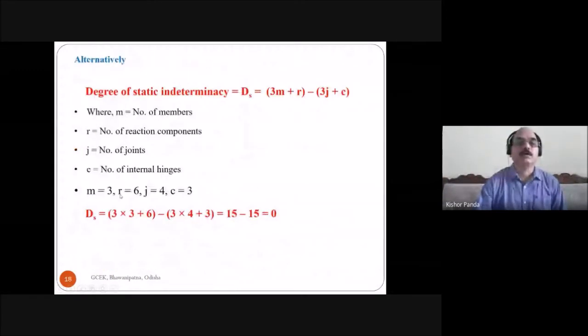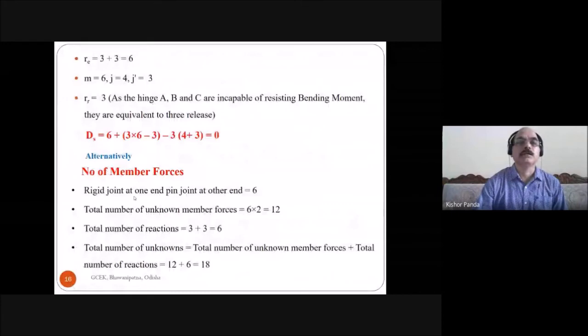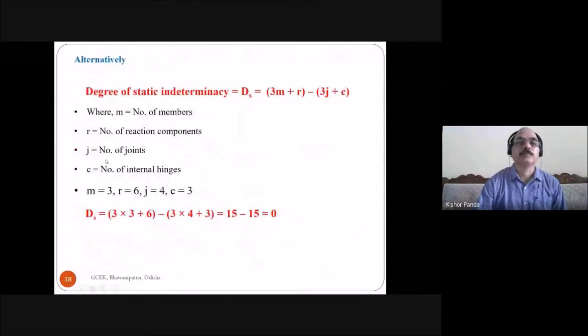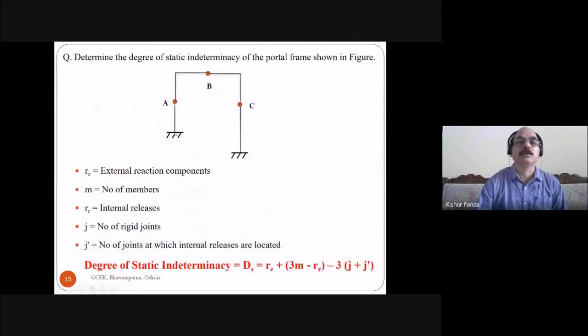So m is equal to 3, then r is equal to 6. This is fixed support and this is fixed support, so r is equal to 6. And j is equal to 4. How many joints? This is one joint, second, third joint, and fourth joint. j is equal to 4.